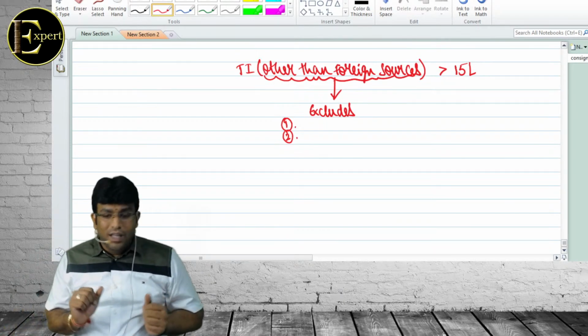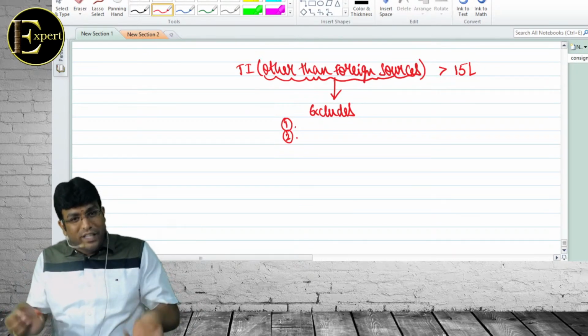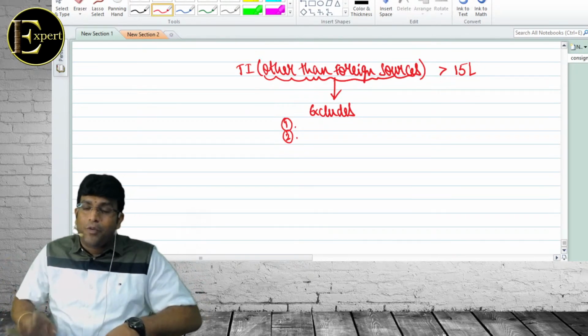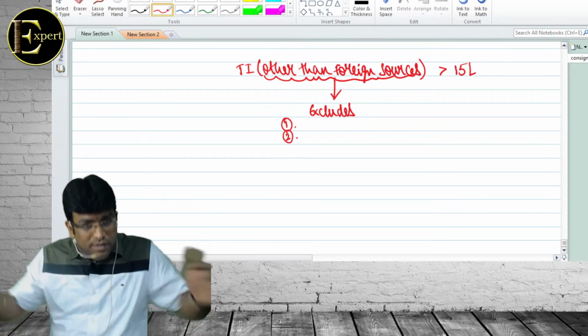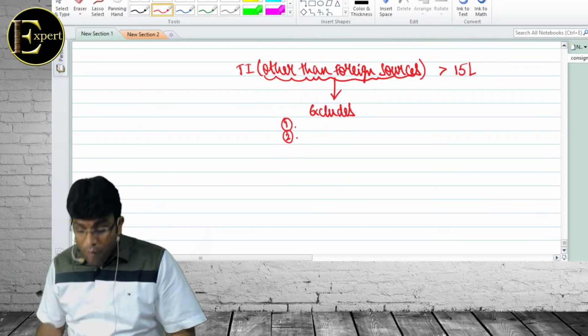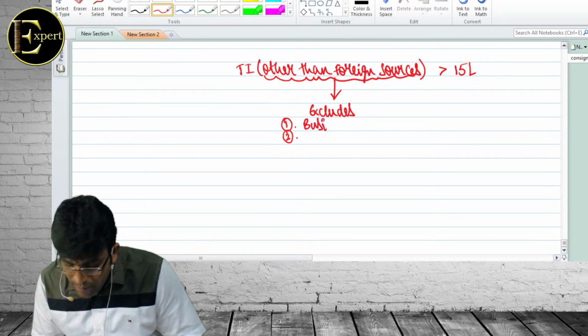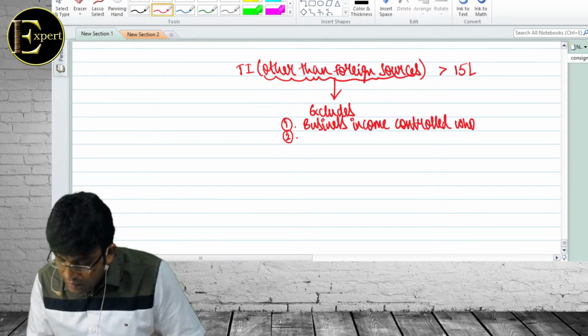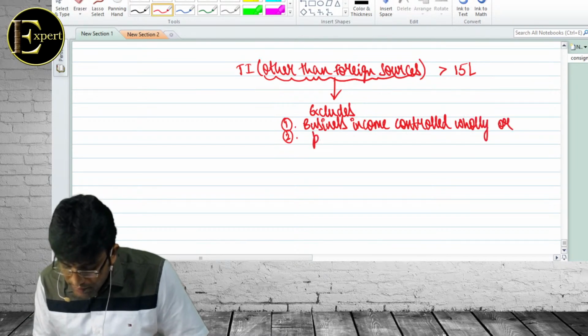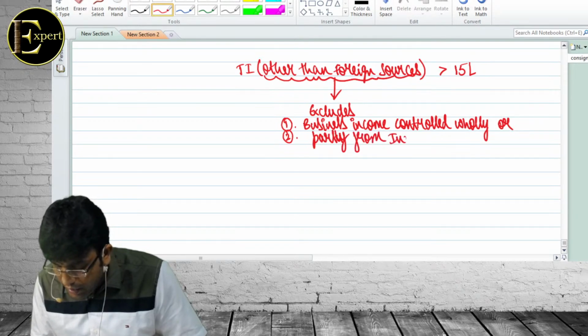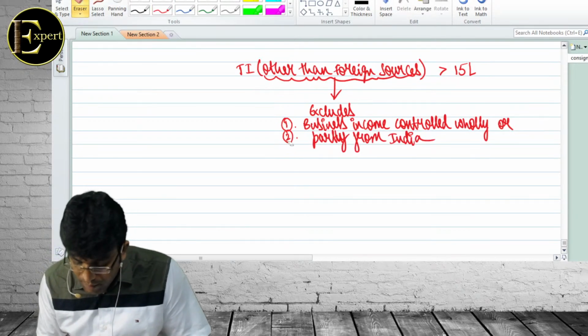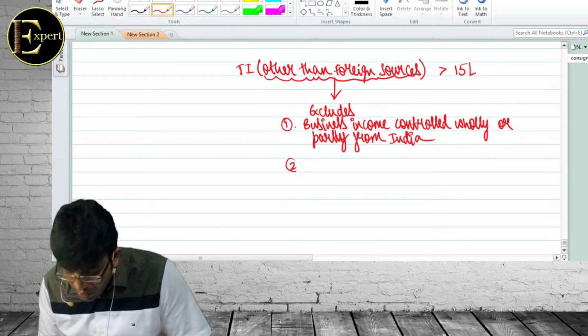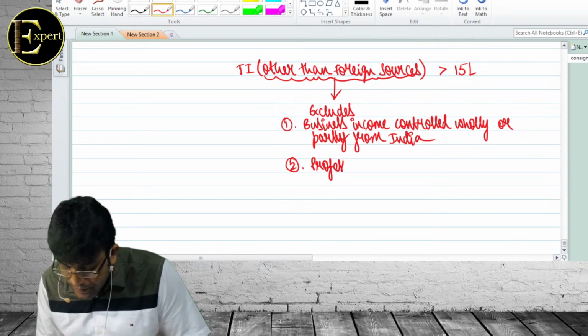समझ रहे आप मेरी बात? Sir, when I say for other than foreign source excludes something, that means what? They are included for calculating total income. Are minus into minus? Plus. Wonderful. See now, what is excluded? Business income, which is controlled wholly or partly from India. चलो बेटा क्या रहेगा फर्स्ट पॉइंट. बिजनेस इनकम विच इज कंट्रोल व्हाट? wholly or partly from India.